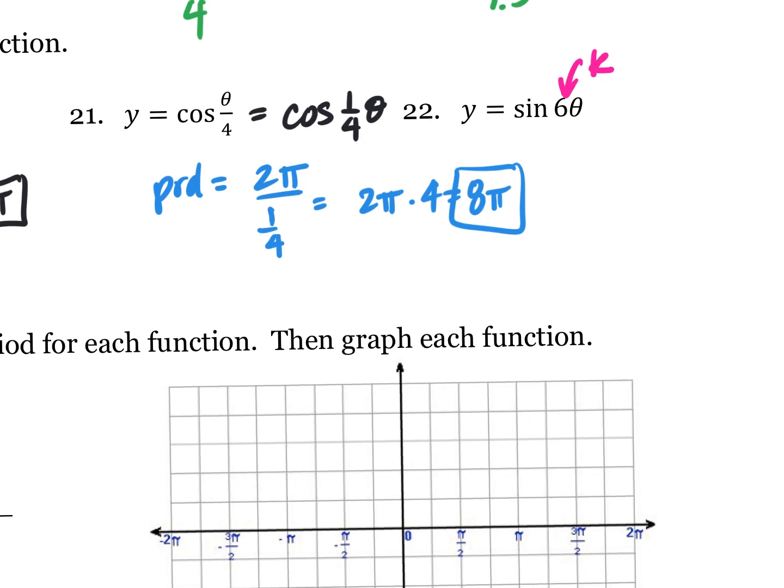And the last one would be 2 pi over what? Good. 2 pi over 6, simplifying to perfect. That's that period. Boop, a little more shrunk.